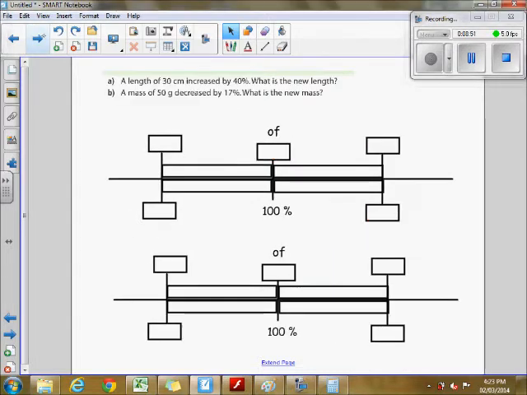Next question. We have the length of 30 centimeters is increased by 40%. What is the new length? Again, we look at our number of 30. Okay, so the length of 30 centimeters, so 30 belongs here, is increased by 40%. So that's 140%. We can, again, find out what 1% is. So 100 into 30.